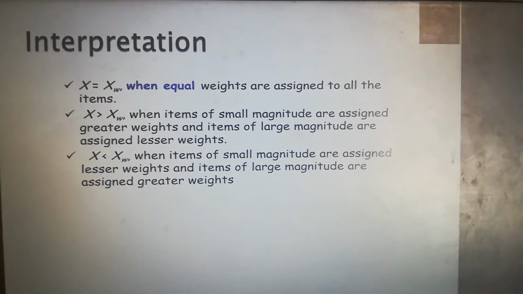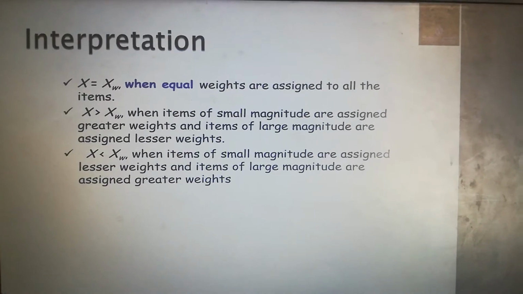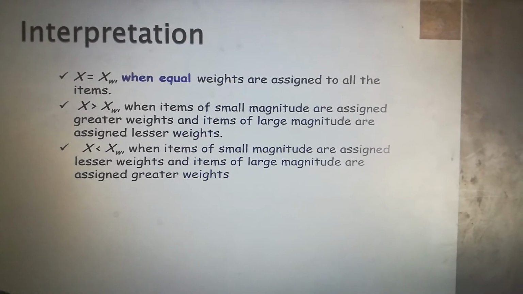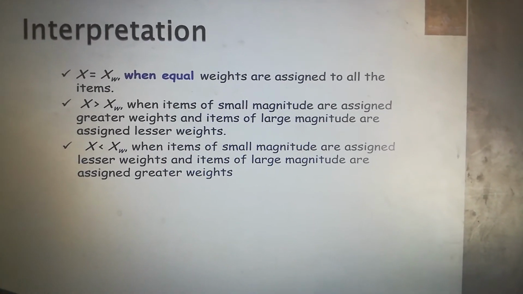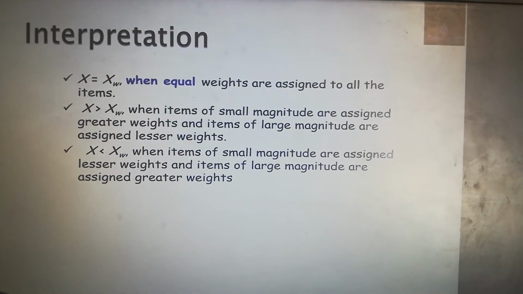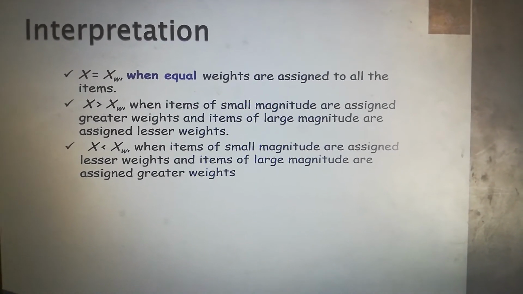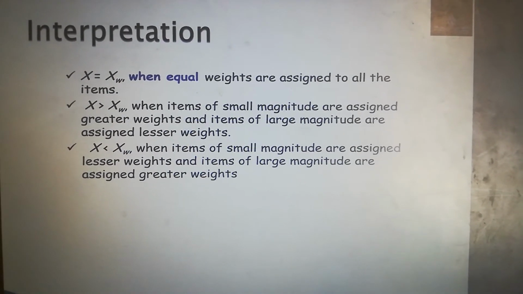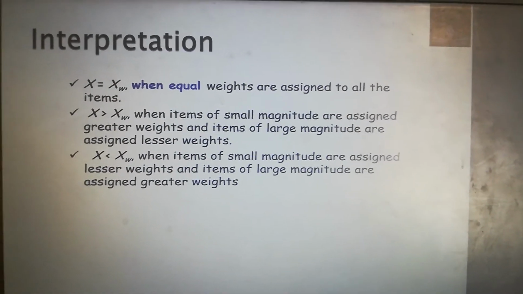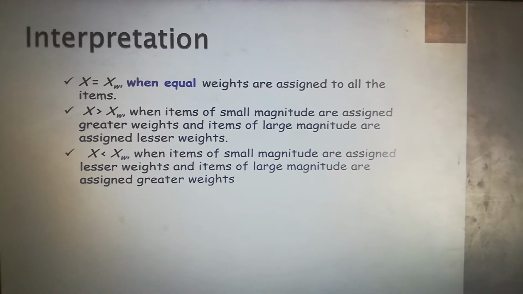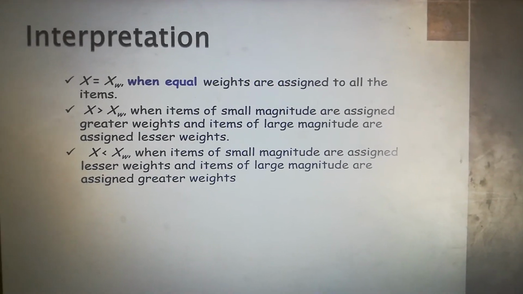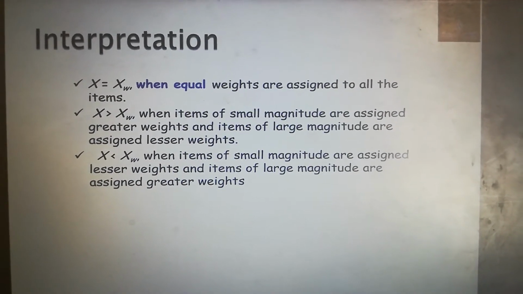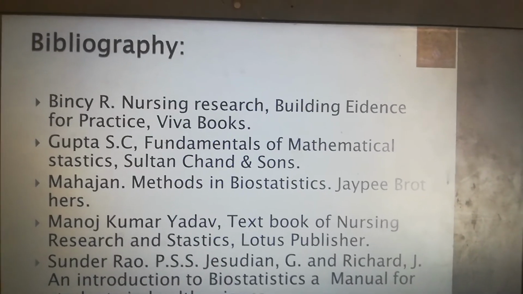And the interpretation of weighted average is, when the mean is equal to the weighted average, that means equal weightage is given to all the items. Whereas if the mean value is more than the weighted average, that means small magnitude values are given greater weightage than the higher values. On the other hand, if the mean value is less than the weighted average value, that means large magnitudes are given higher weightage and small magnitude items are given lower weightage.